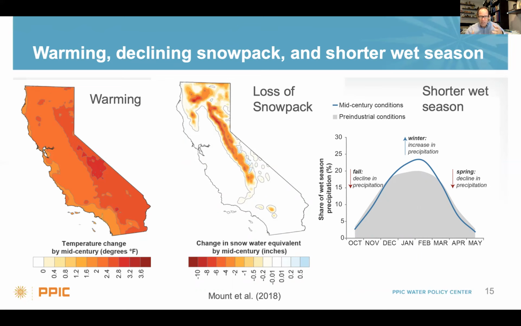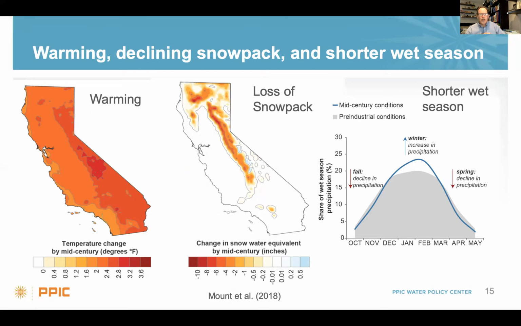Remember I said earlier that snowpack is a huge part of our storage system. It's integrated into our storage. 30% of our water supply comes from snowpack. So that is shrinking, and it's rapidly shrinking. Recent data I just saw this morning is like 30% below long-term averages. It's a pretty steep decline.